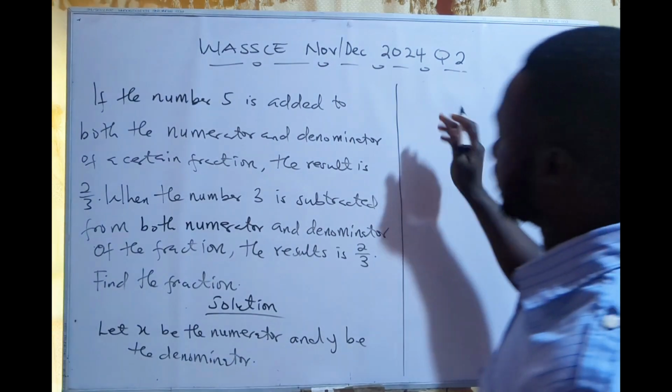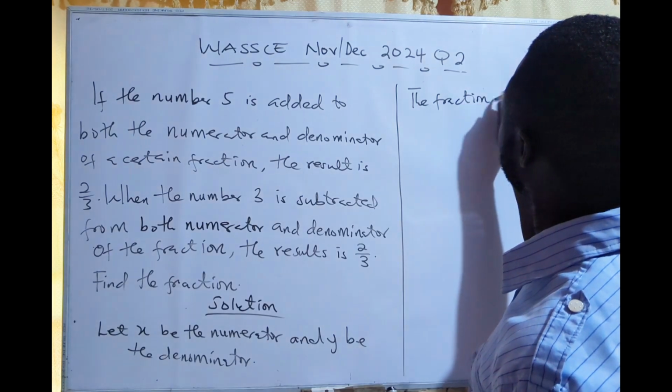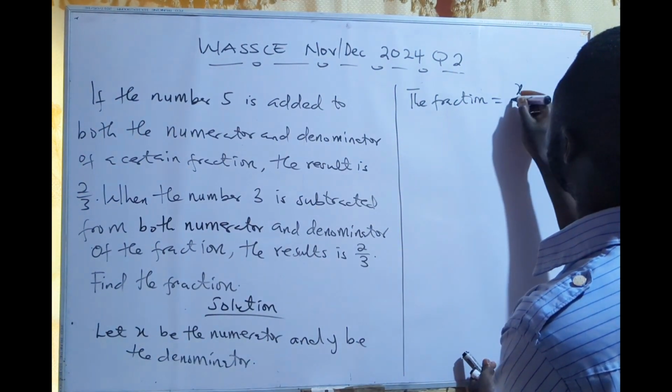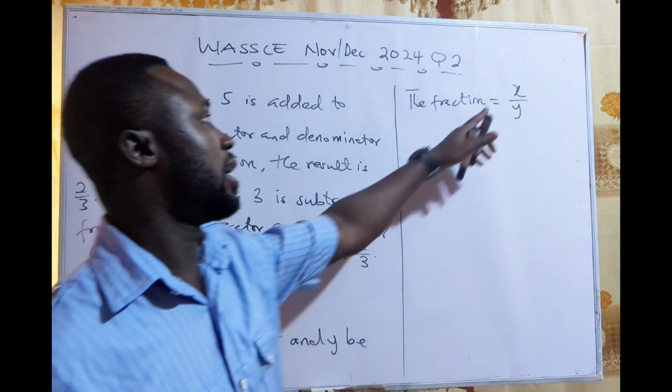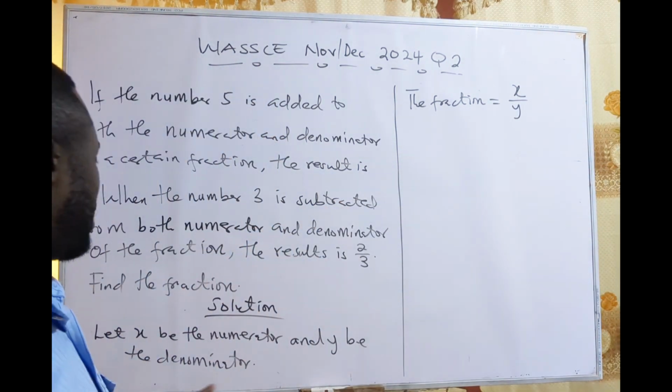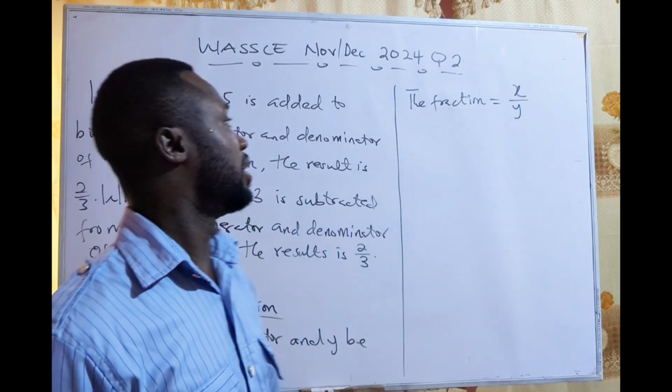Therefore, the fraction that we are talking about will be x on y. So if x is my numerator, this is the x, and if y is my denominator, then this is my y. So this is the fraction, the numerator by the denominator.